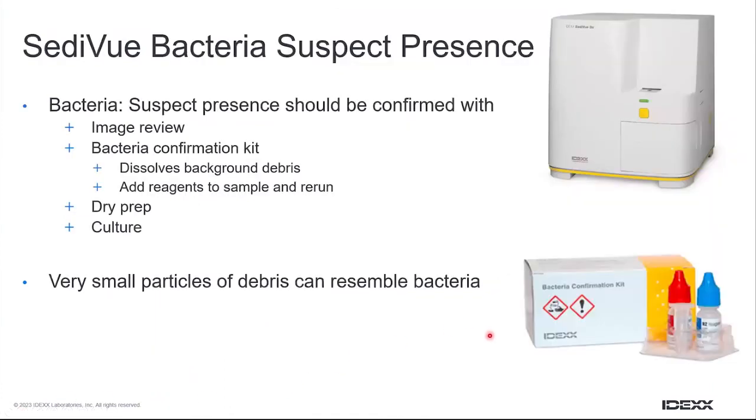Just to mention here, those of you who are using a SediVue sometimes come across the analyzer telling you that there's bacteria suspect presence, which means that it's not totally certain what's going on. In that case, it wants you to confirm the presence or absence of bacteria by other methods. You should all, even if it's just stored in your cupboard somewhere, have a bacterial confirmation kit which comes with the SediVue. Effectively, this dissolves background debris, and we then rerun the sample, and it will allow us to determine whether, after dissolving that background debris, those are truly bacteria or not.